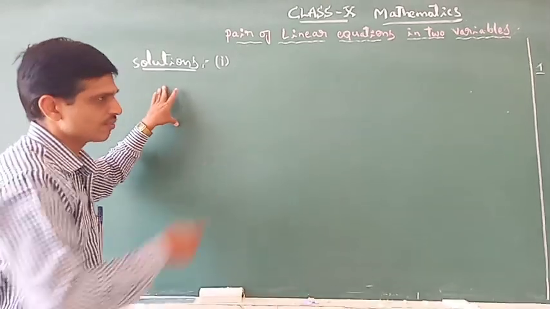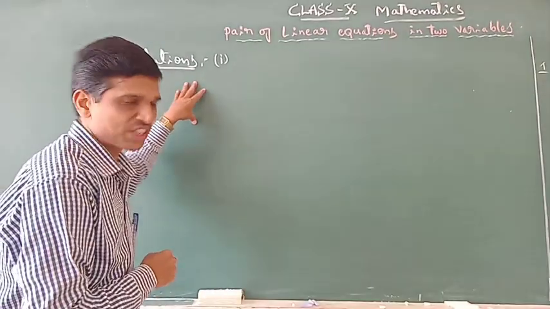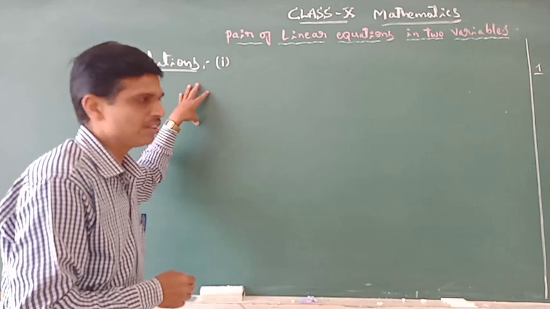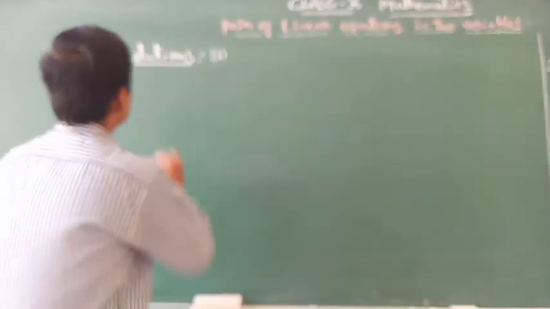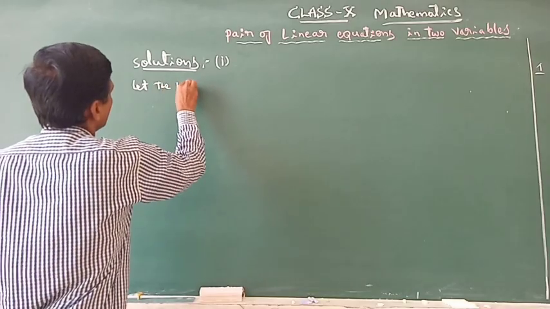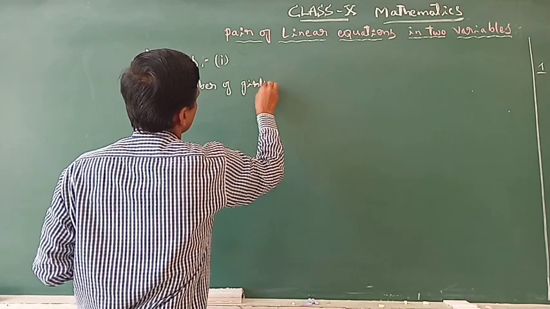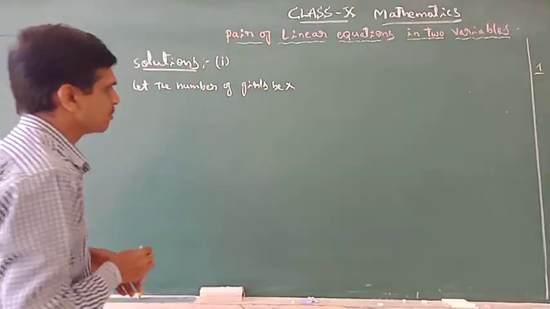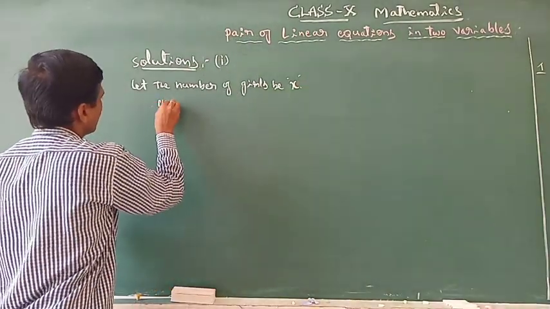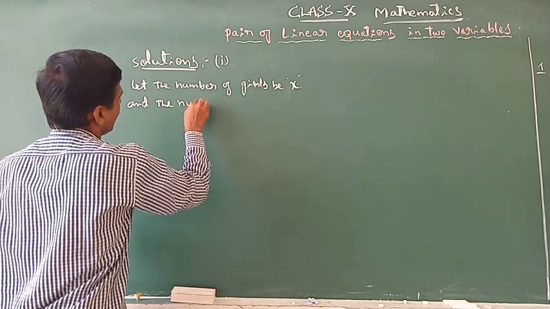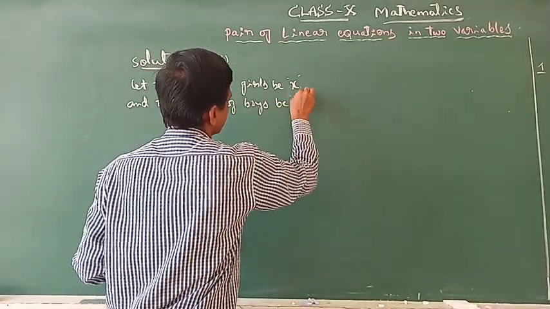Now let us consider the solution of the first one. Yes, first they consider the algebraic conversion. The statement, the situation is given, and we have to convert this into algebraic form. So how to write the algebraic form? Let the number of girls be x. Consider the number of girls be x, or small x; you can consider any one. And the number of boys be y. Take here x and y.